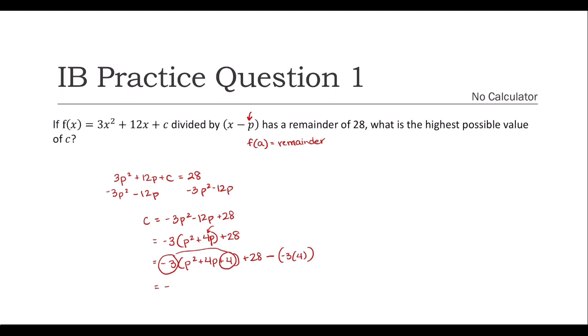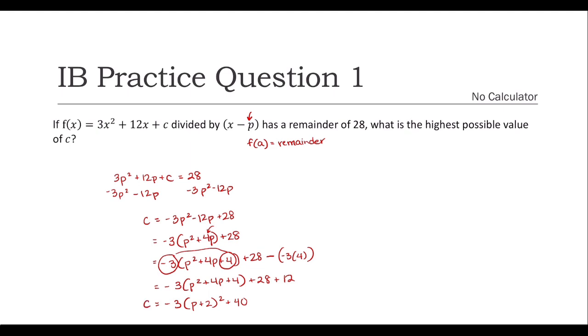So this equals negative 3 times p squared plus 4p plus 4, plus 28 plus 12. So we can simplify this even more to negative 3 times p plus 2 squared plus 40.